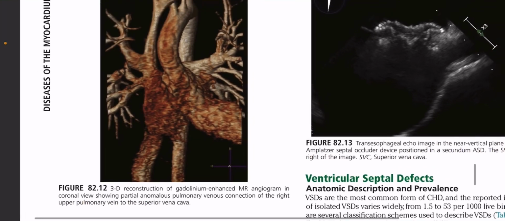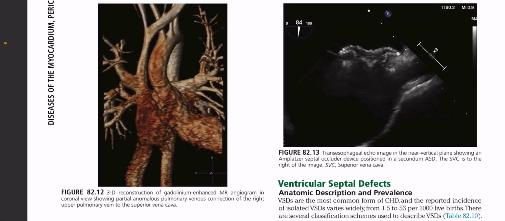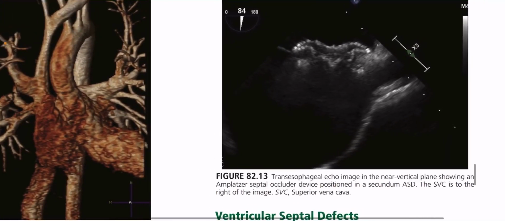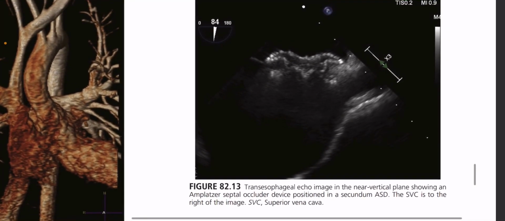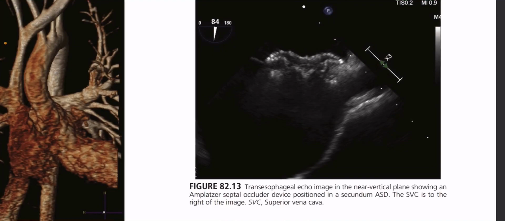3D reconstruction of gadolinium enhanced MR angiogram in coronal view showing partial anomalous pulmonary venous connection of the right upper pulmonary vein to the superior vena cava. And figure 82.13 shows transesophageal echo image in the near vertical plane showing an unplugged septal occluder device positioned in the secundum ASD. The SVC is to the right of the image.